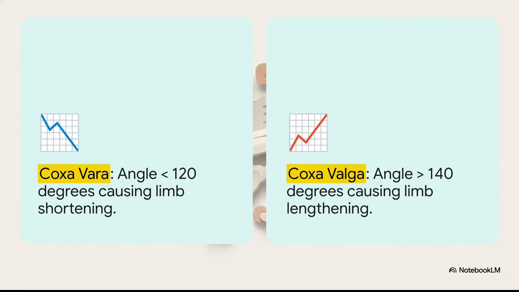Furthermore, if we look at shifts in the neck shaft angle, we see a really clear clinical distinction between coxa vara and coxa valga. Normally, this angle sits around 125 to 130 degrees. If it decreases and drops below 120, that's coxa vara. That pulls the greater trochanter up, resulting in a shortened limb. But if that angle opens up past 140 degrees, that is coxa valga, which results in a relatively lengthened limb.